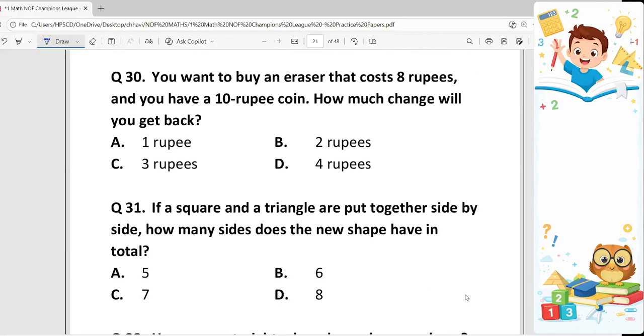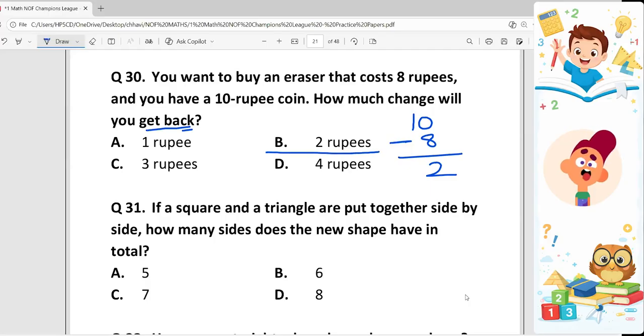30th question. You want to buy an eraser that costs 8 rupees and you have a 10 rupee coin. How much change will you get back? Now again, see, you want to get back the remaining portion. So we will subtract: you have given 10 rupees and you have bought an 8 rupee eraser. So we will minus it, then only we will get how much we are left with. So 10 minus 8 is 2. So 2 rupees means option B is the correct answer.